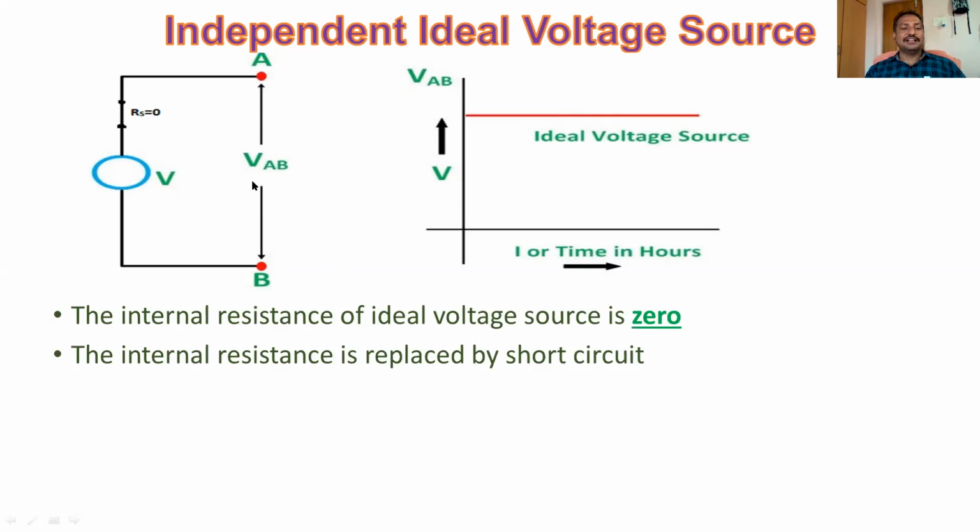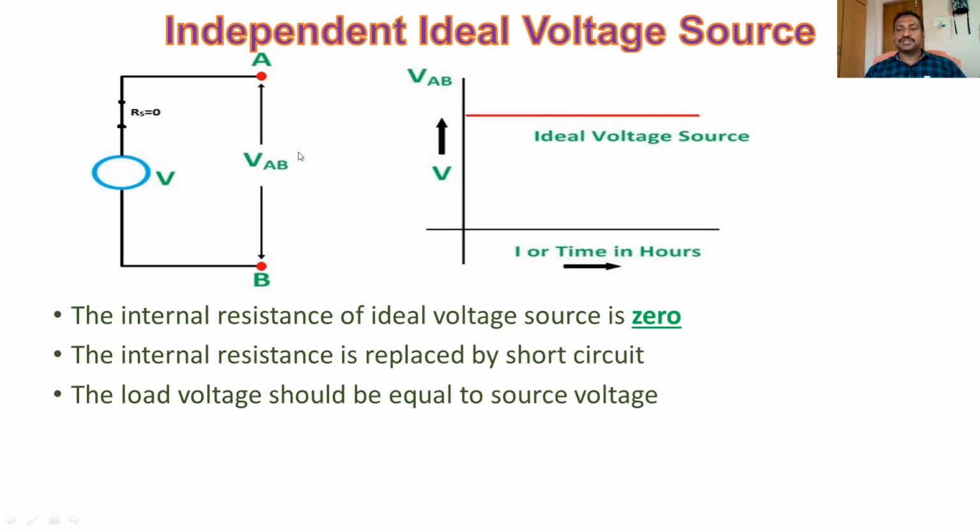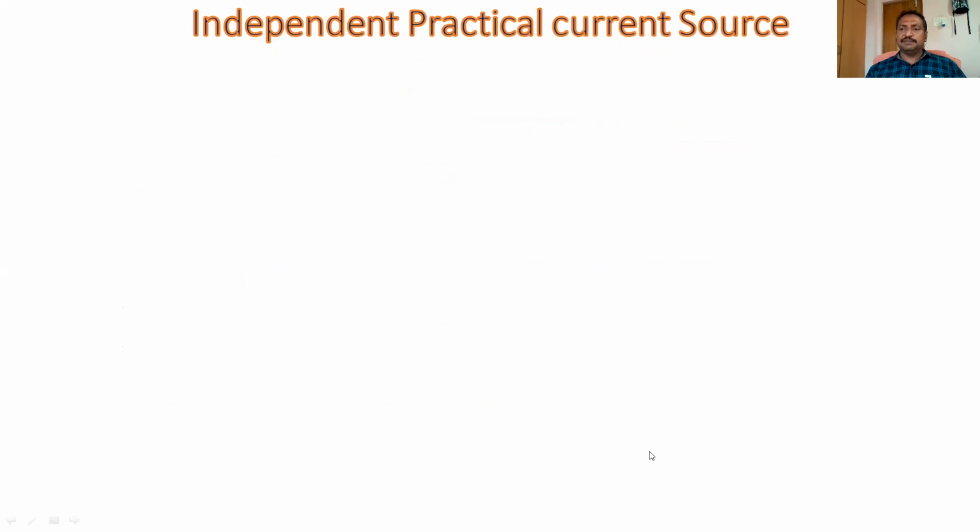Therefore, as per KVL, V is always equal to VAB, meaning that the output voltage, the load voltage, should be equal to the source voltage. So there is no voltage drop. This figure represents the characteristics of the ideal voltage source. It is always maintained as a constant line. This line is indicated as V is equal to VAB. Therefore, VRL is nothing but the load voltage across the load, and this V is the source. That is the independent ideal voltage source.